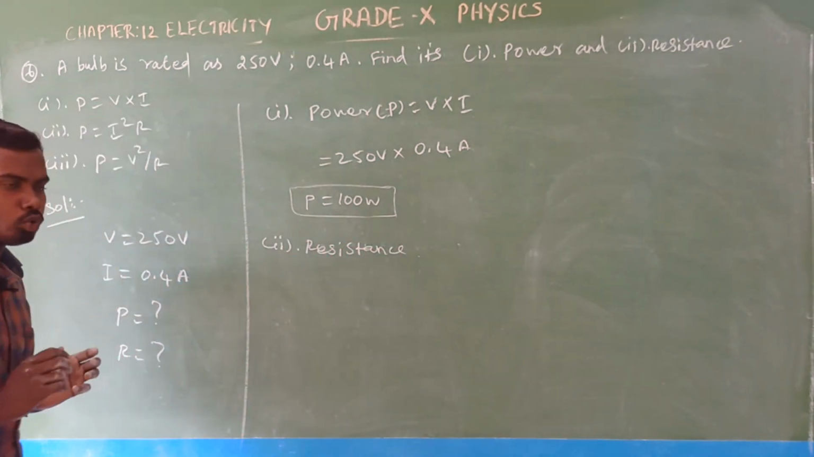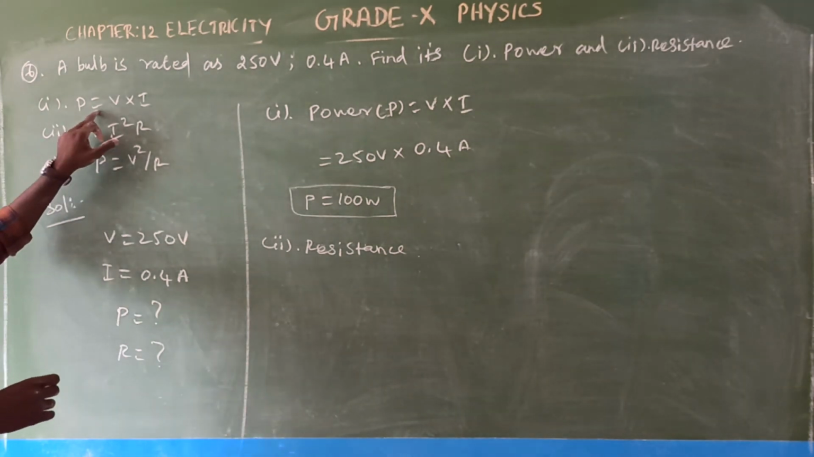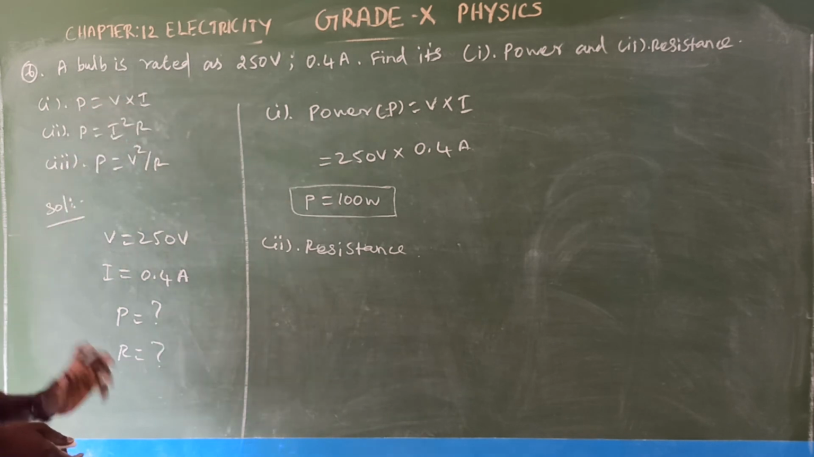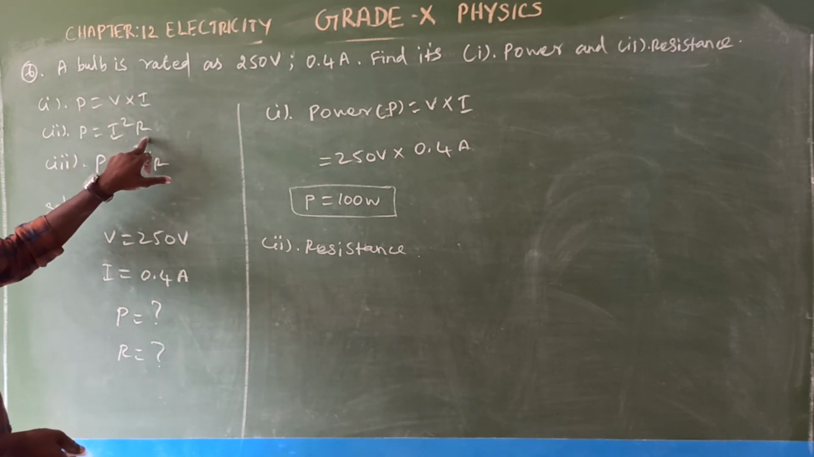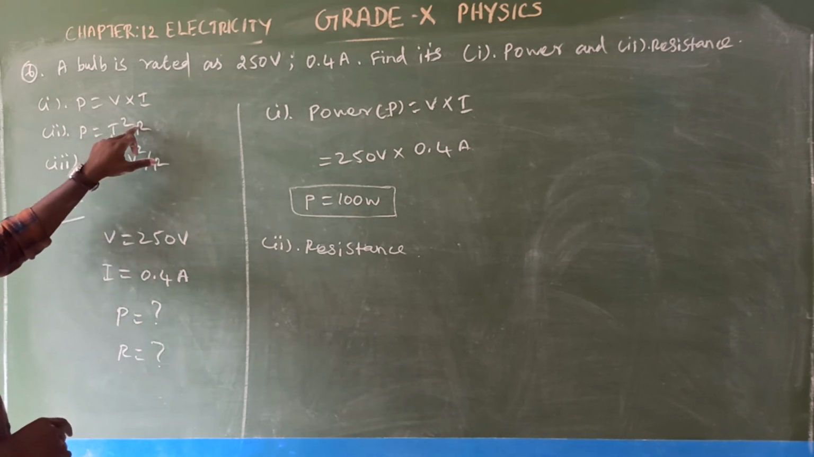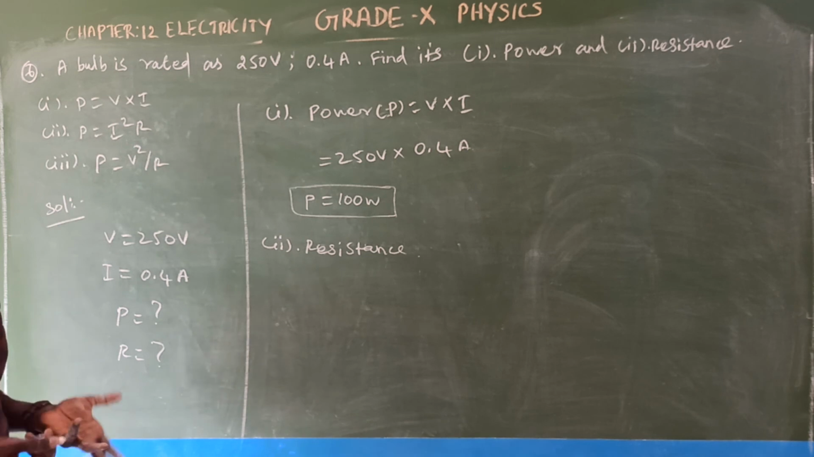Here, which formula can we choose? The first formula we cannot choose, because that is V into I, potential difference times current. The second formula is I into R. Yes, the second formula we can choose, because we know the I value as well as the P value.